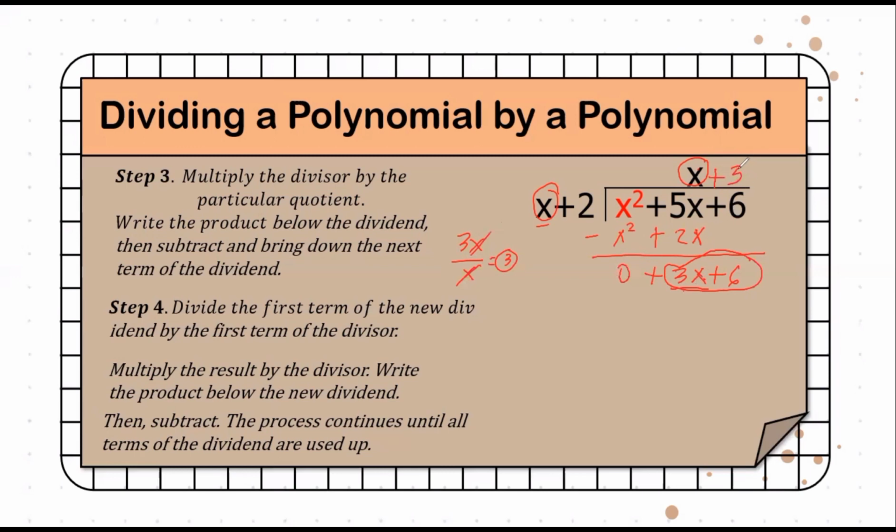Okay, and then what will we do? We multiply it once again to the divisor given. So 3 times x, that will give us 3x. 3 times positive 2, that will give us positive 6. And then we subtract our answer. This will give us now 3x minus 3x, it's 0. And 6 minus 6 is equal to 0. Therefore, the quotient now is equal to x plus 3. Okay. So when you divide x squared plus 5x plus 6 by x plus 2, this will give us a quotient of x plus 3.